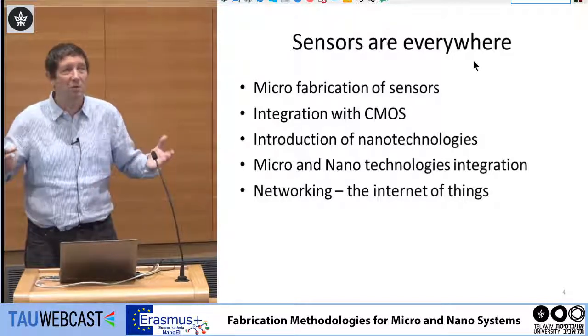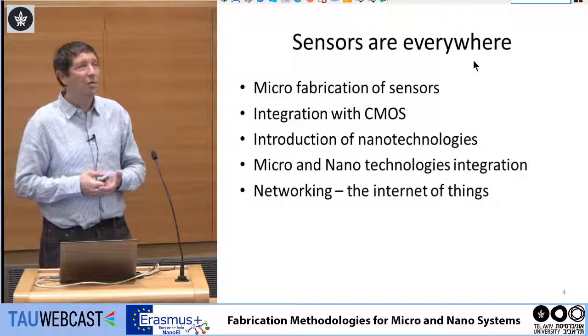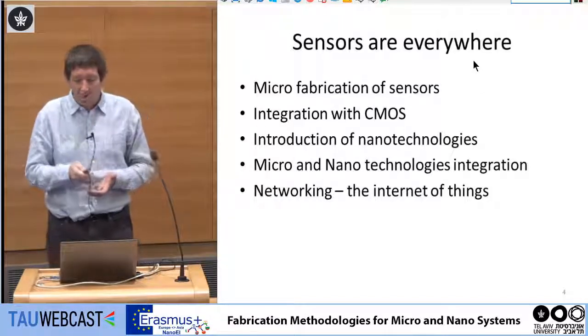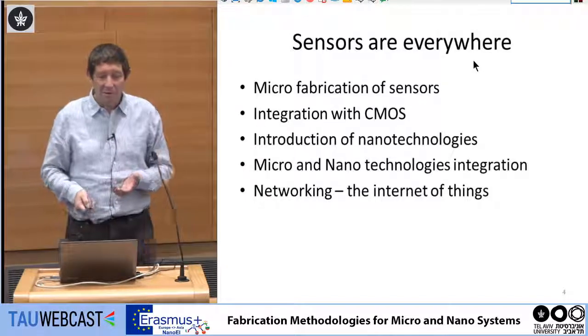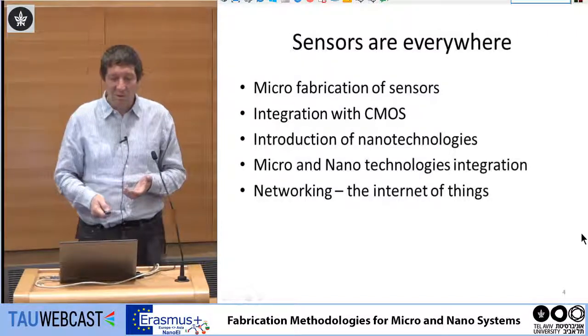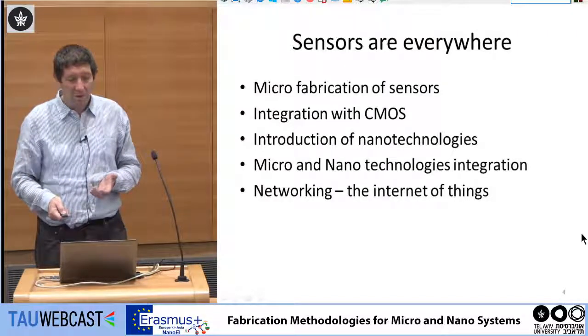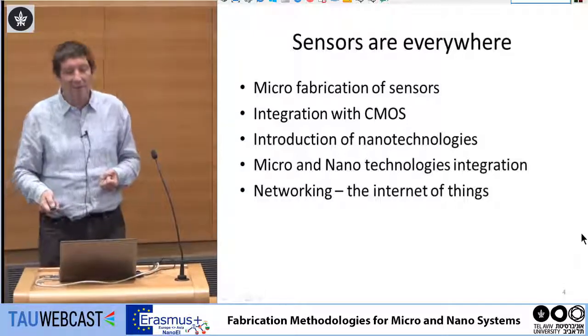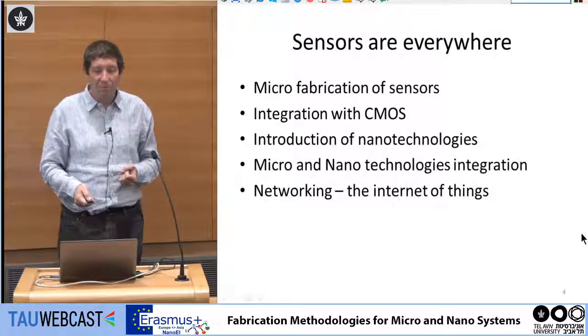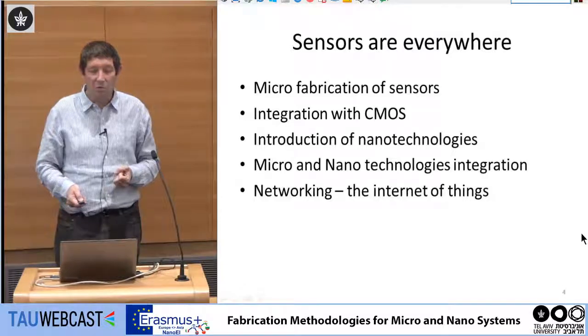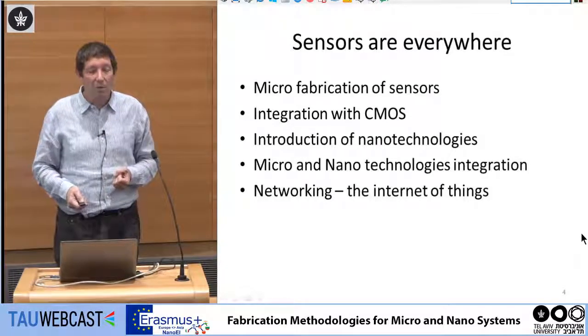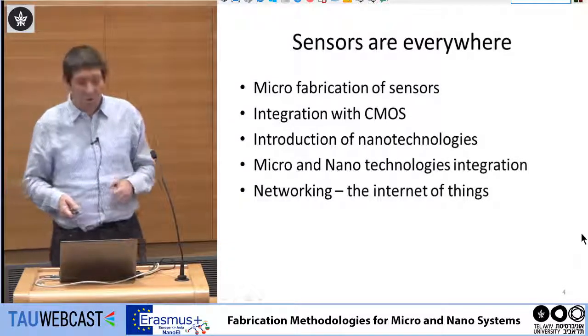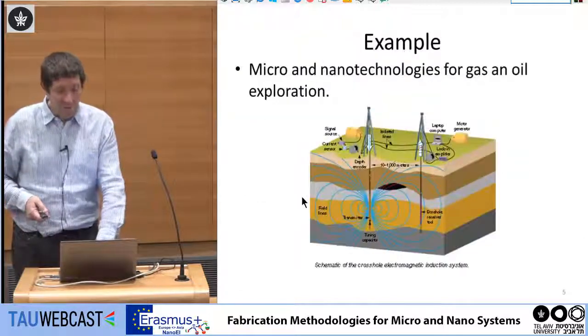Since sensors are going to be a huge part of our everyday life, I'm talking about microfabrication of sensors, integration with CMOS, and also, very important and relevant to this class, the introduction of nanotechnology, and also microtechnology, but also the issue of networking, which is relevant to the Internet of Things.